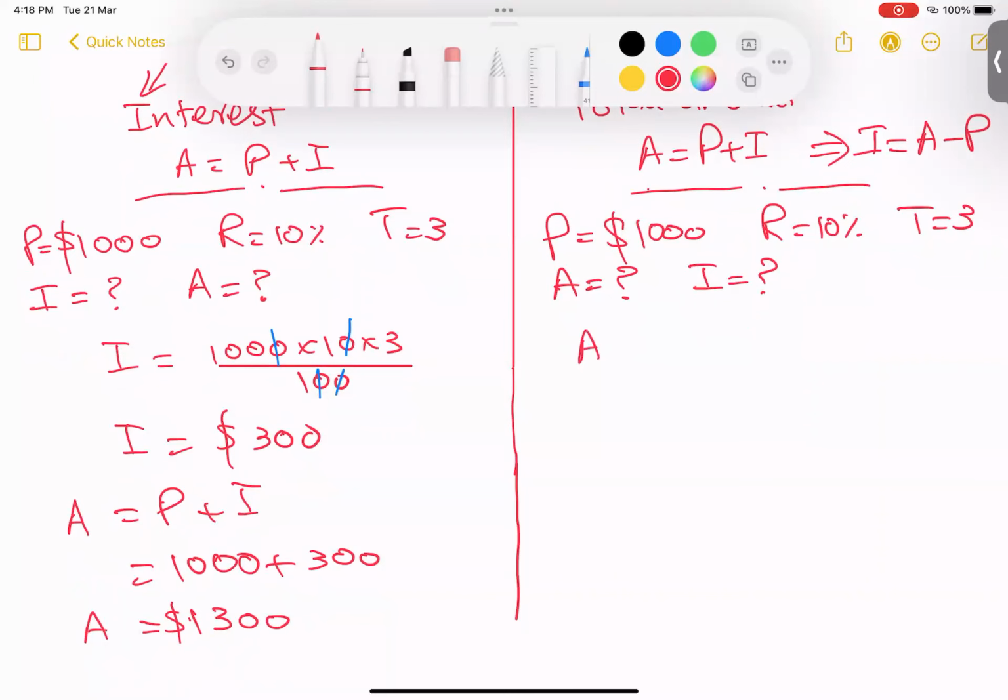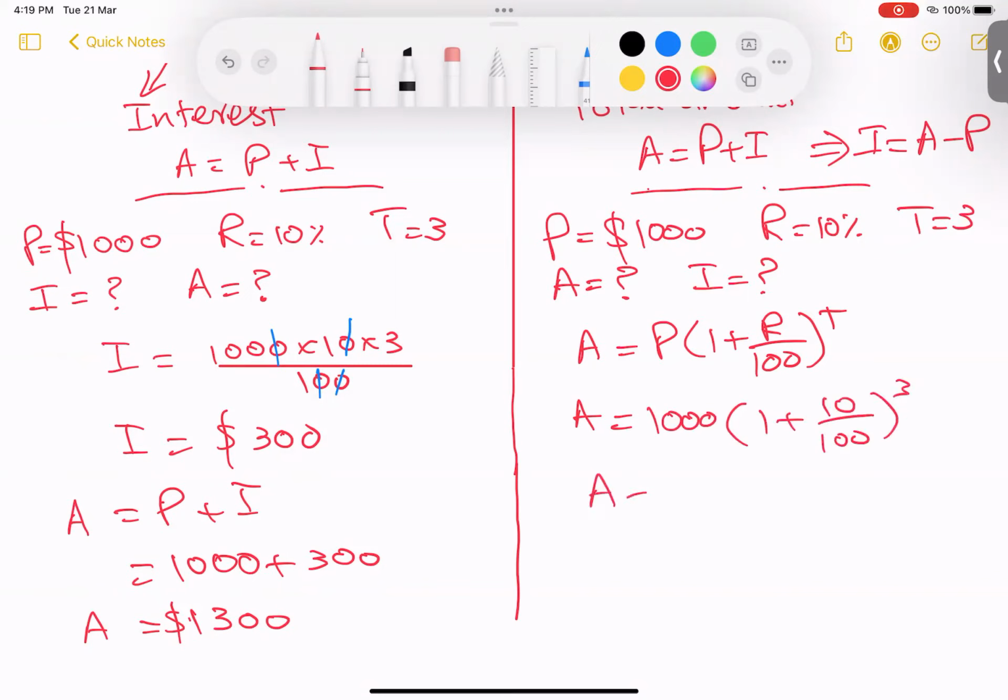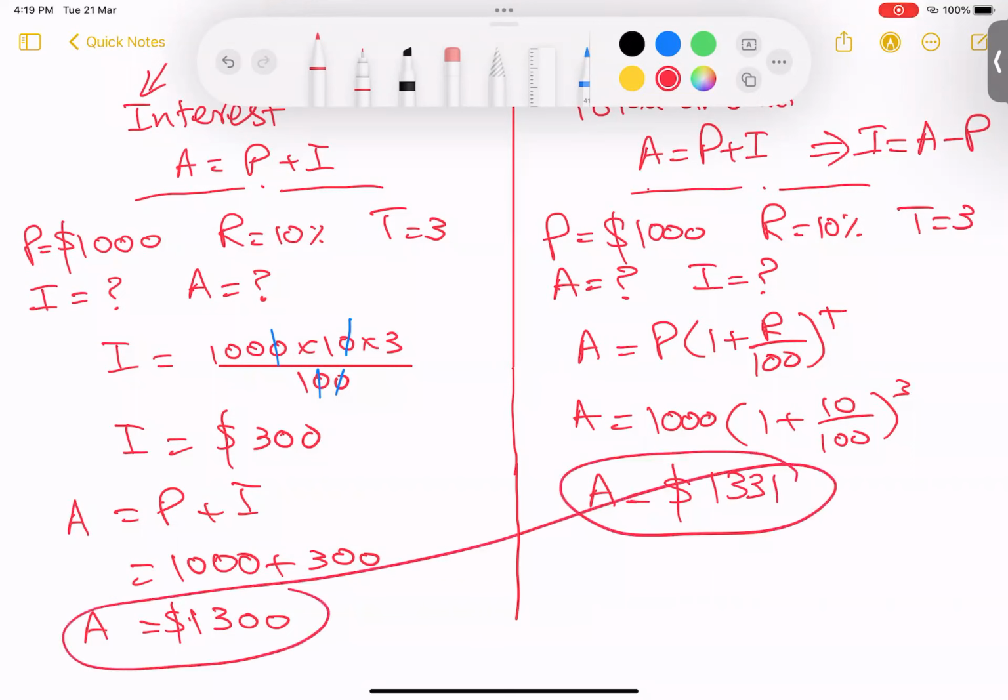But let's see what happened in compound interest. The compound interest formula is A equals P times (1 plus R over 100) to the power T. Get ready, there's a very interesting difference I'm going to explain, so have a look carefully. First of all, I plug in the values. The investment is $1,000, rate of interest is 10, time is 3 years. I'm typing the value in my calculator: 1 plus 10 divided by 100, power 3. My answer comes directly: $1,331.